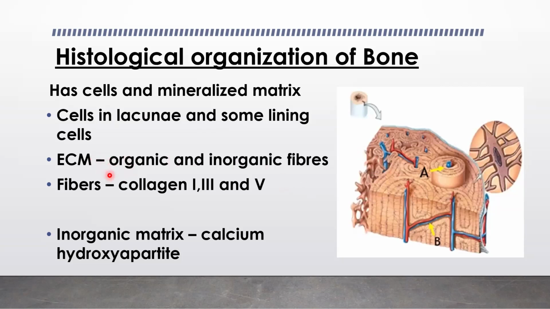These outer lining cells will be periosteal cells, and inner lining cells will be endosteal cells. The extracellular matrix will have organic and inorganic components. For the organic fibers, we talk about the collagen fibers: collagen type 1, type 3, and type 5. Remember, type 1 is the most common in bone, but the one that is typical and found majorly only in bones is actually type 5 collagen. For the inorganic component, we have the calcium hydroxyapatite, the mineralized part that will make this matrix of the bone compact.